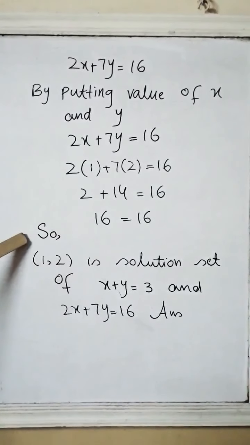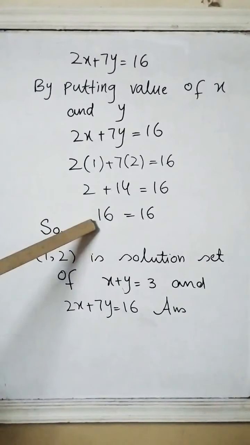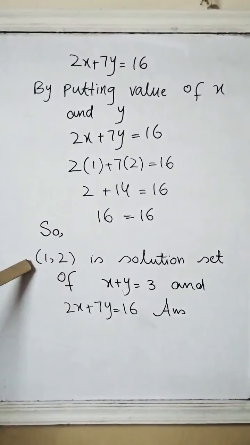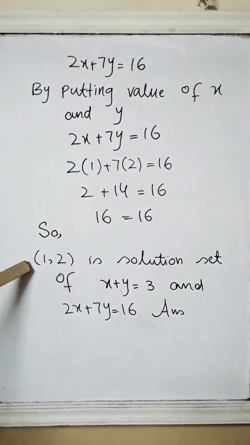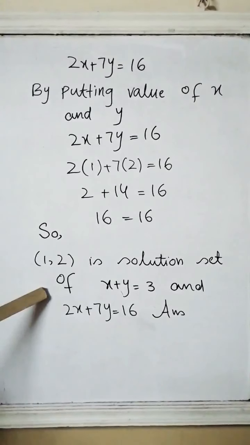As you can see, students, in both equations the answer of the right hand side and left hand side is equal. So we will write our answer statement as: 1, 2 is the solution set of both equations given to us, which are x plus y is equal to 3 and 2x plus 7y is equal to 16.